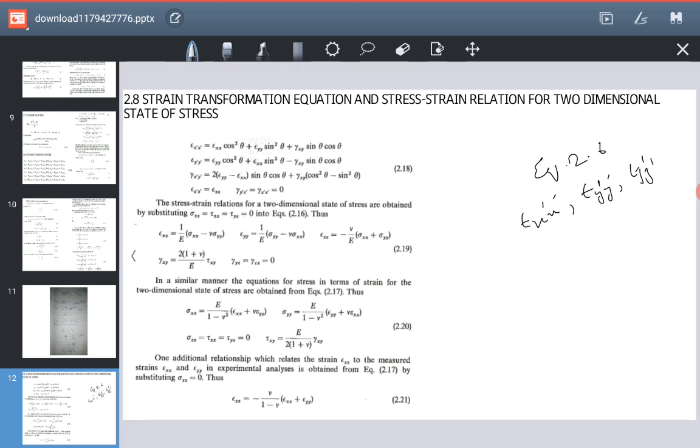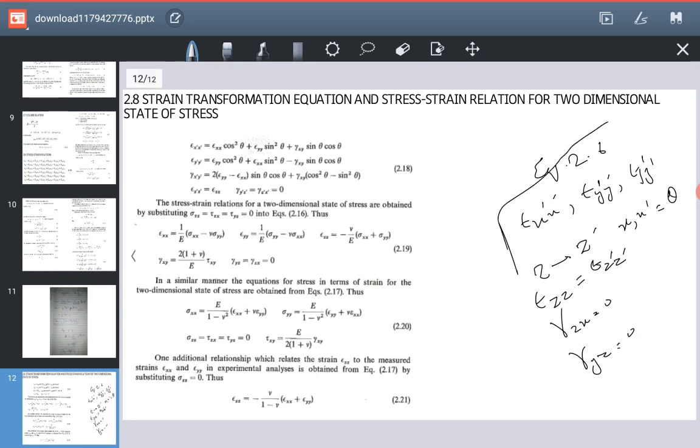So we are considering a case in which I orient my axis in such a way that z coincides with z dash. In such a situation, my epsilon zz will be equal to epsilon z dash, and gamma zx will tend to 0, and gamma yz will also be 0. And I'm also going to generalize the angle between x and x bar as simply theta.